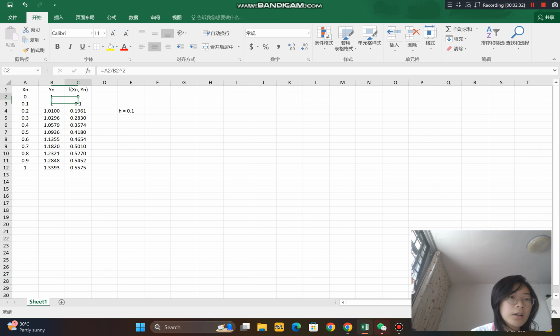In column C, we'll compute f of x and y. In cell C2, enter A2 divided by B2 to the power 2 and drag it down. When x is equal to 1, the approximate value of y is equal to 1.393.